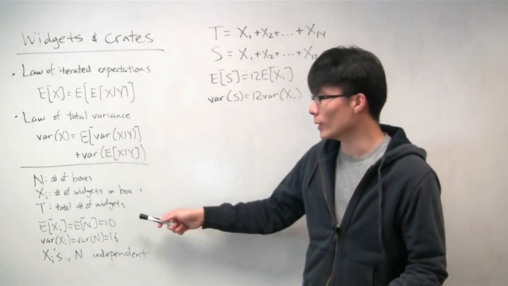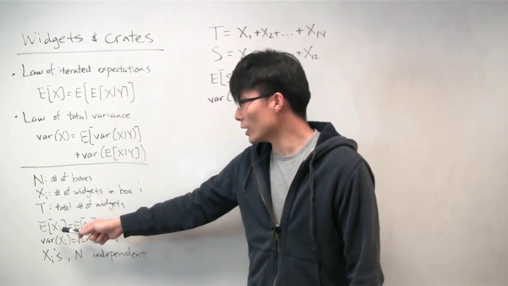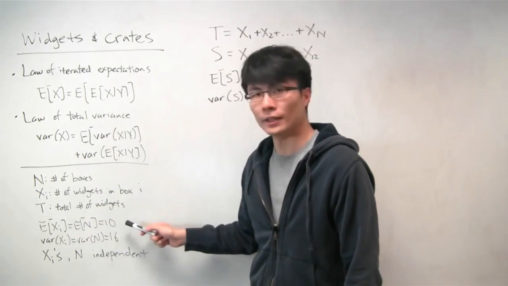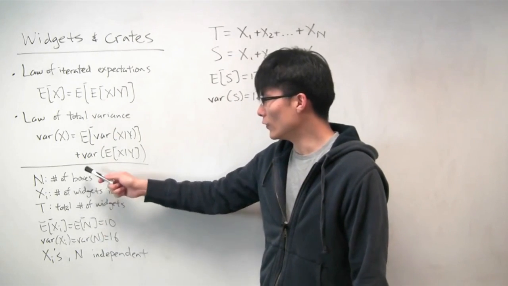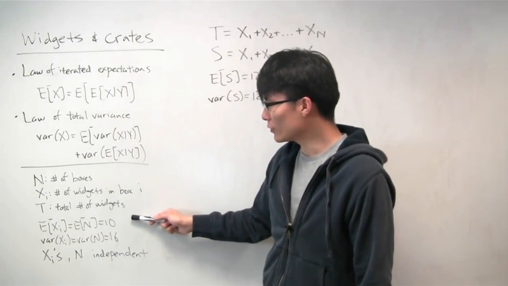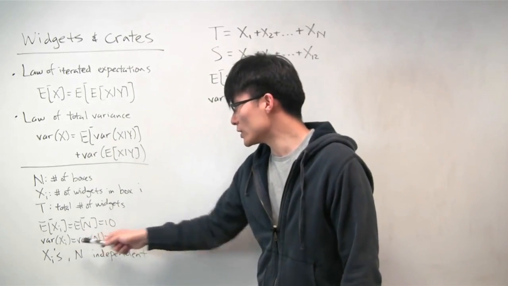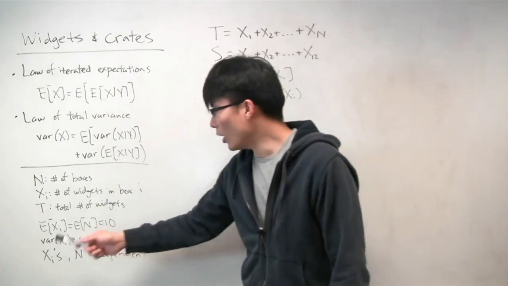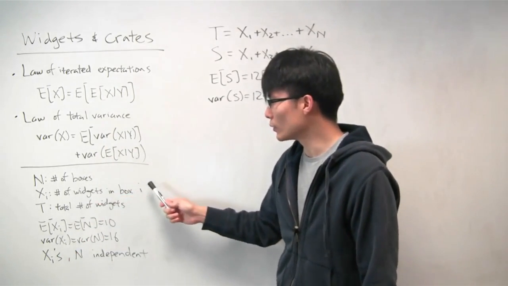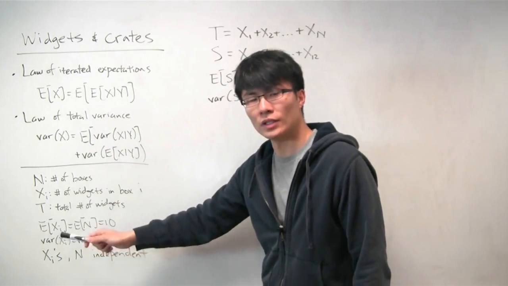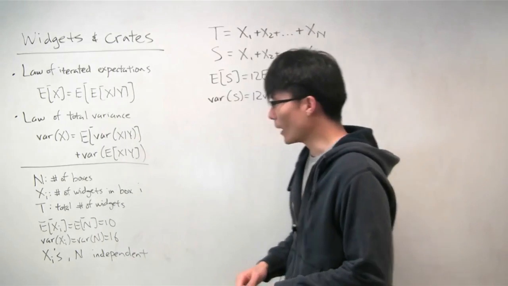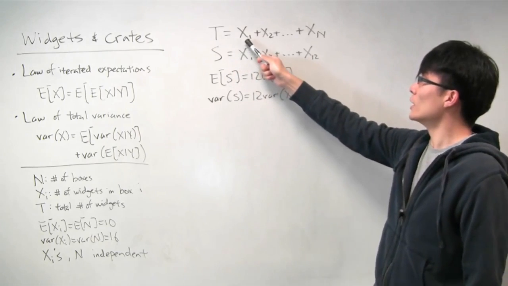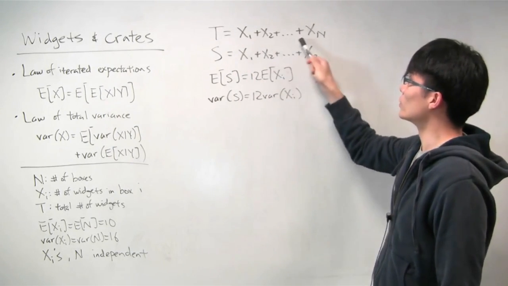And the problem gives us some information. It tells us that the expectation of the number of widgets in each box, for all the boxes, is the same. It's 10. And also, the expectation of the number of boxes is also 10. Furthermore, the variance of the number of widgets and the number of boxes are all 16. And lastly, an important fact is that all the Xi's, the widgets in each box, and the total number of boxes N, these random variables are all independent.